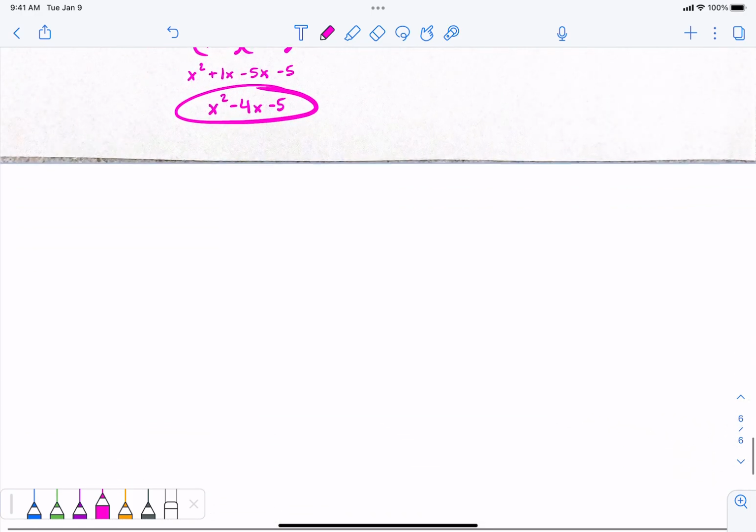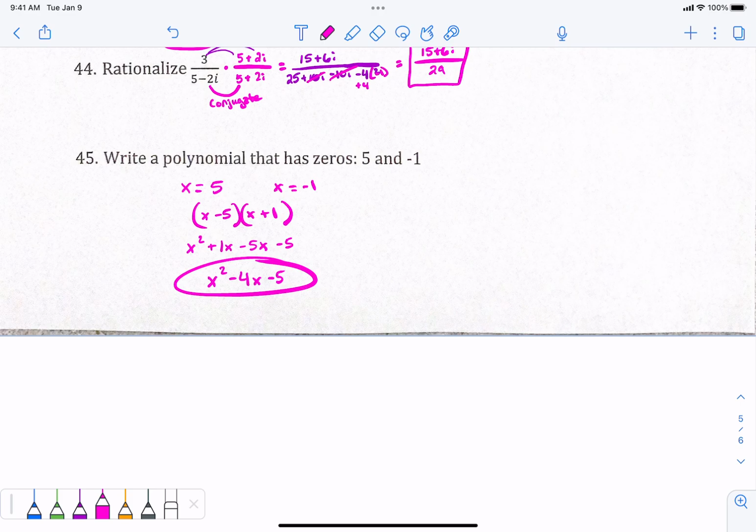Perfect. Look at that. All right, get the Wildcats up. All right. There you go.